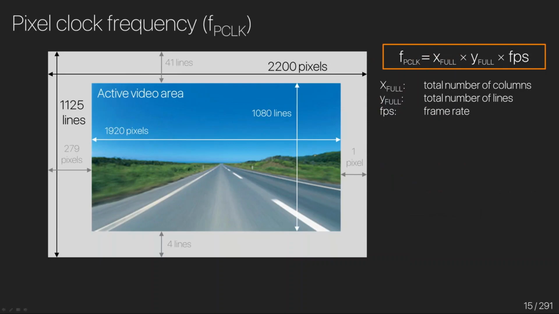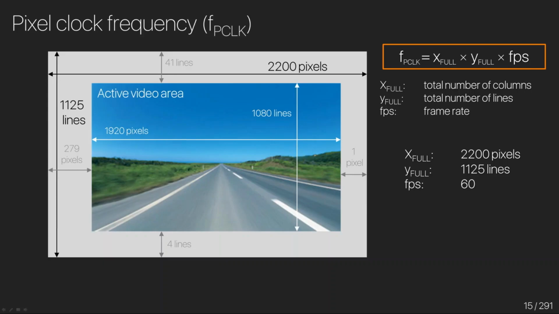So the pixel clock frequency is probably the most important parameter of a digital video signal, particularly with DVI and HDMI. It effectively tells you the frequency at which a pixel is being refreshed in the whole frame. So to calculate it, we take the total number of columns, the total number of lines, and we multiply them all by the refresh rate. So the key here is we're not just taking the active video area, but we're taking the total number of columns and lines from the full image, from the blanking interval as well.